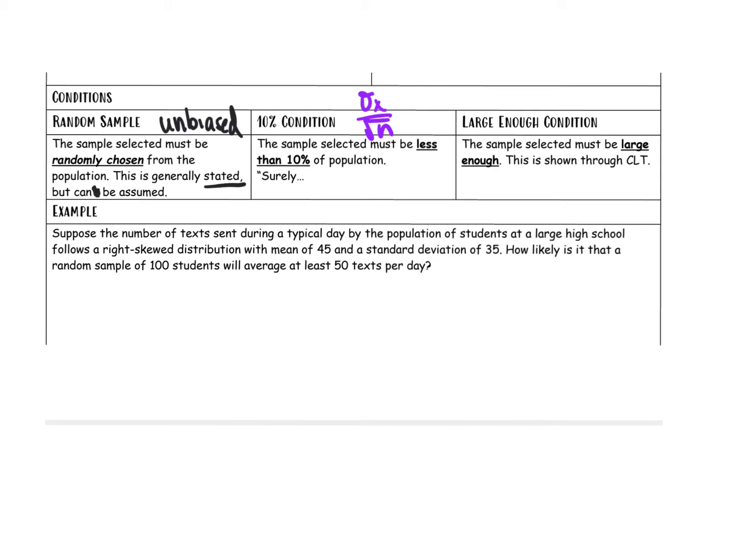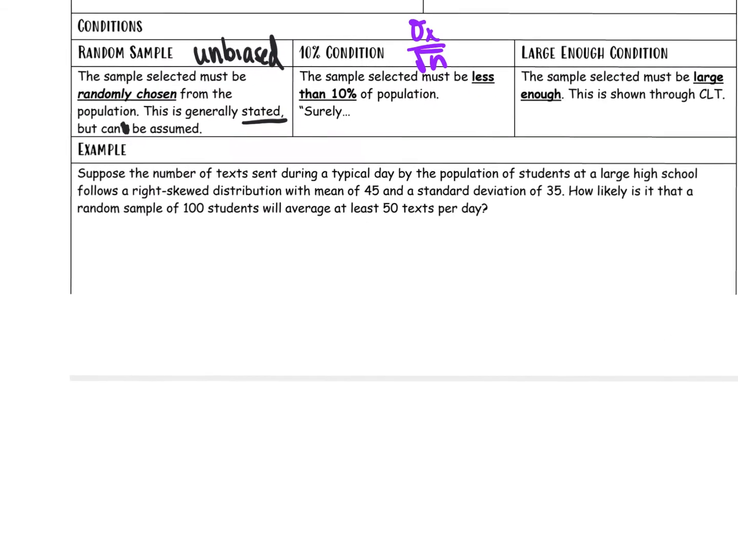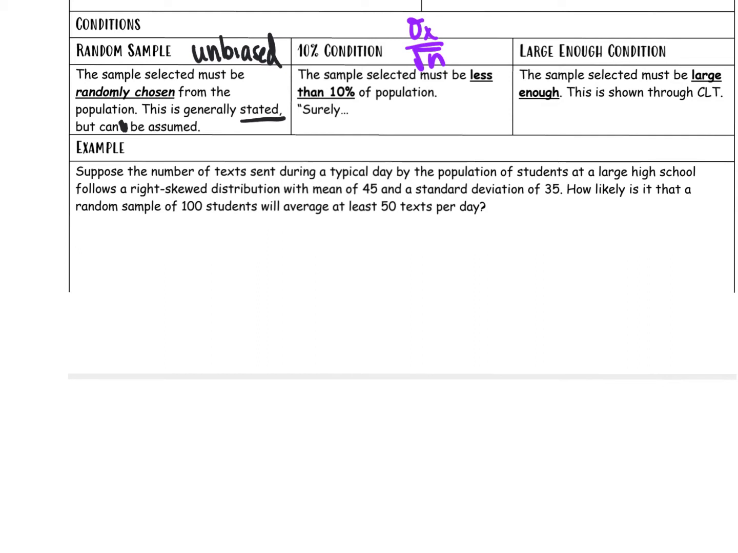And then our third thing, the other condition we need to make sure we meet, is the large enough condition. Remember when we did it for proportions, it was the success-failure condition that had to be greater than or equal to 10. Well, for a mean, the large enough condition is just based on the central limit theorem. So either n is going to be greater than or equal to 30, or the population you're pulling from is already normal. If we can meet all those conditions, we can actually find normal probabilities. And so that's what we're going to do here.